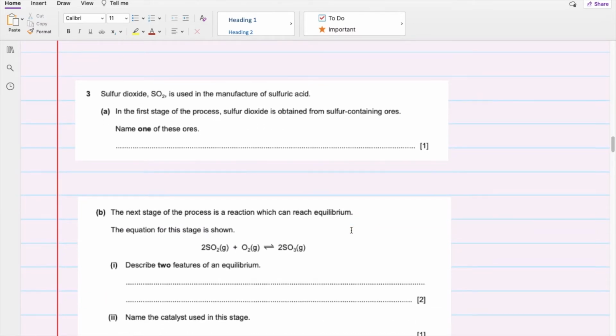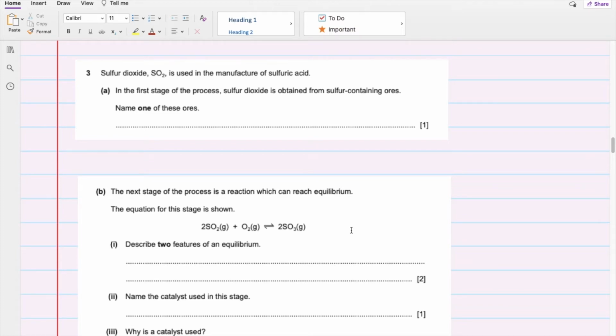So sulfur dioxide is used in manufacture of sulfuric acid. In the first stage of this process, sulfur dioxide is obtained from sulfur-containing ores. Name one of them. So one of these ores is called zinc blende. So that's just something that you need to keep in mind. When you go and revise these topics, you can always try and test yourself and just name these things and be like, do I remember this? These are more facts than they are things that you need to understand. So just names in general.